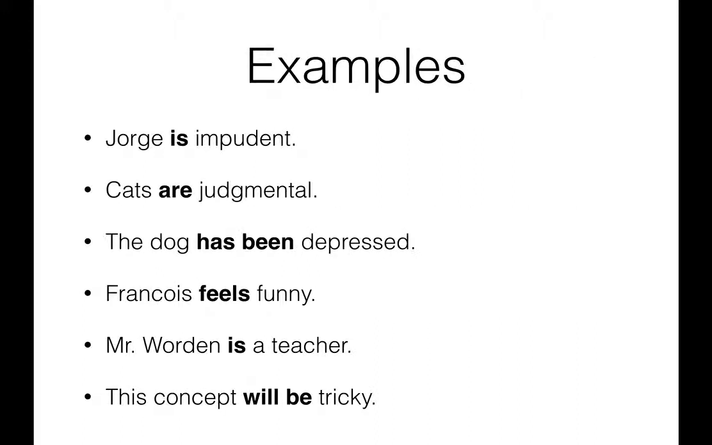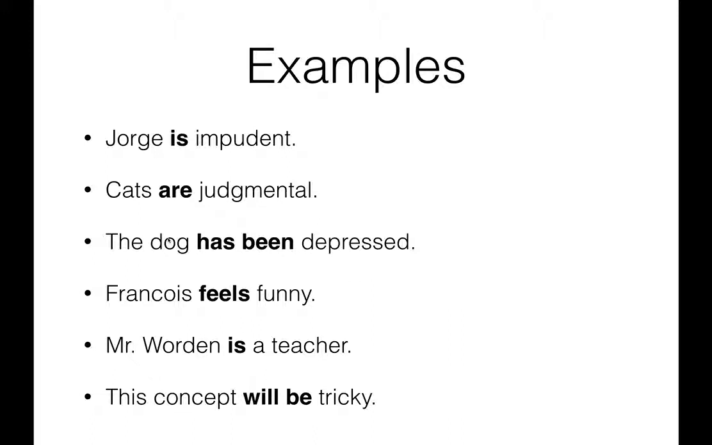For examples, Jorge is impudent. So before we would say impudent Jorge did something, with an action verb or something. But this whole sentence is just about telling us about Jorge's state of being, which is impudent. Cats are judgmental. So, judgmental cats attack dogs. In this case, the sentence doesn't have an action. It's just expressing a state of being. What are cats like? They're judgmental. They are. Are is like your equal sign.